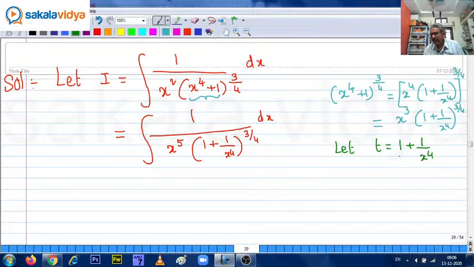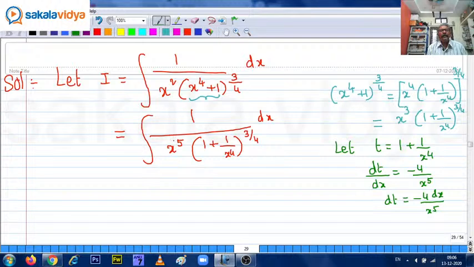Why should you assume this? Because this 1 by x to the power of 5 is part of the derivative of 1 upon x to the power of 4. You are going to observe, you see. Differentiate: dt by dx is equal to 1's differentiation 0, and 1 upon x to the power of 4 gives minus 4 upon x to the power of 5. So dt equals minus 4 dx upon x to the power of 5. So that means multiply both numerator and denominator with 4. So this can be rewritten as like this.